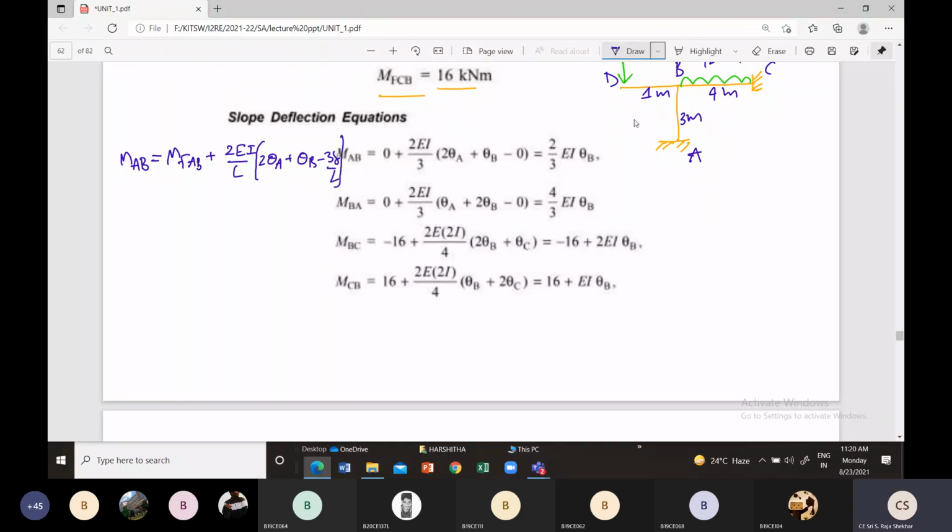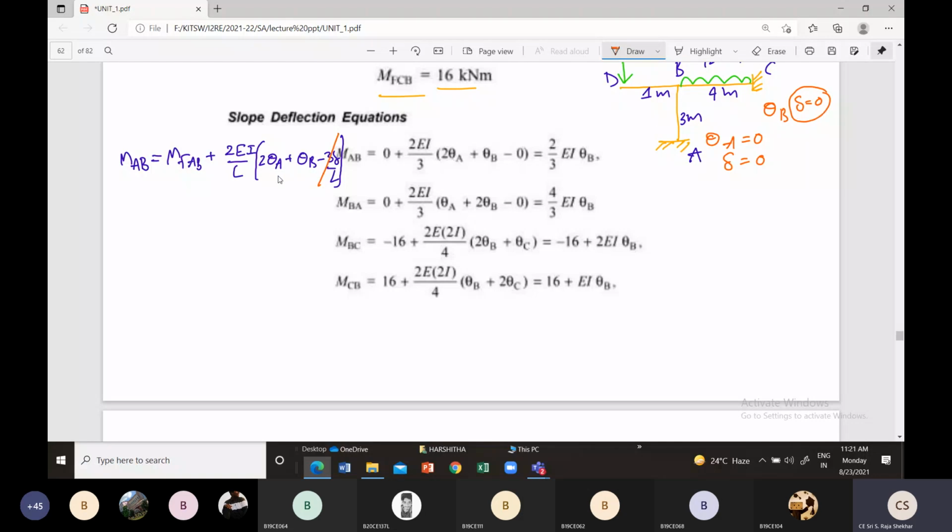But here there is no settlement, sinking of support, or horizontal or vertical movement. So delta value will become 0. And if you see at support A, theta A will become 0 as well as delta is also 0. At support B, theta will be there. So there is a joint, it's a rigid joint. The theta B will be there and the delta will become 0. Only theta is unknown, delta is 0.